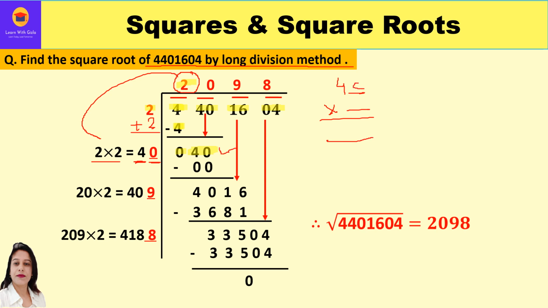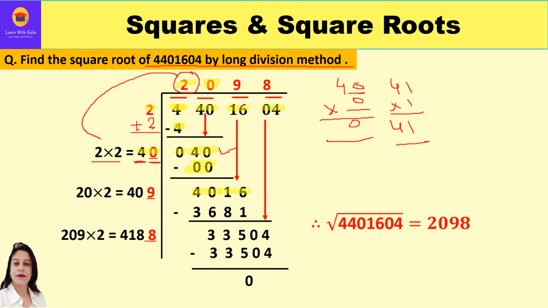Naturally if I keep 0, I get 0. If I keep 1 over here and multiply by the same number 1, I will get 41. But 41 is greater than 40, so I cannot take 1. I have to restrict myself to 0. So the divisor becomes 40, the quotient becomes 0, and the product becomes 0. Now 40 minus 0 is 40.